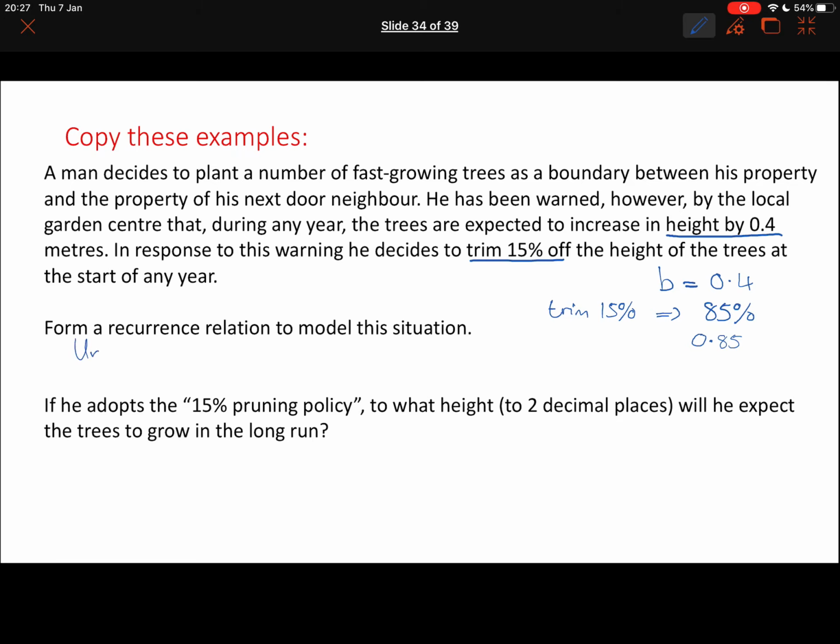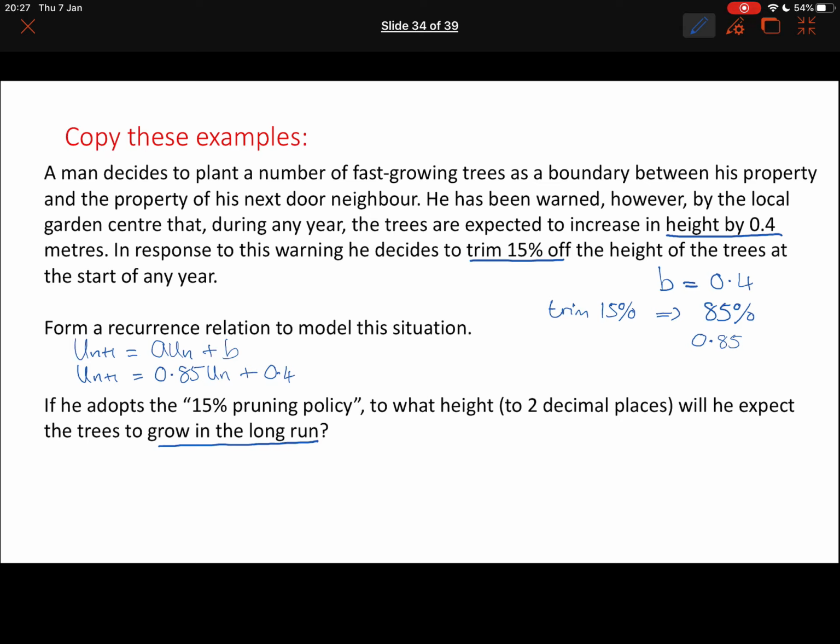And we can put this into a recurrence relation. So their general form, U(n+1) equals aU(n) plus b. So we've got U(n+1) equals 0.85 U(n) plus 0.4. And that's our recurrence relation there. So the second part, if he adopts a 15% pruning policy, to what height to 2 decimal places will he expect the trees to grow in the long run? So again, we've got this clue here. It's saying long run. That suggests to me that they're looking for the limit.